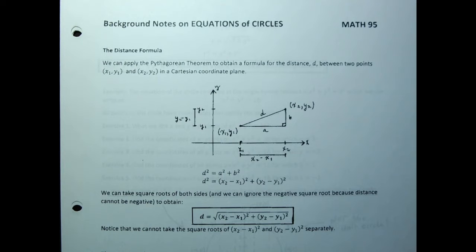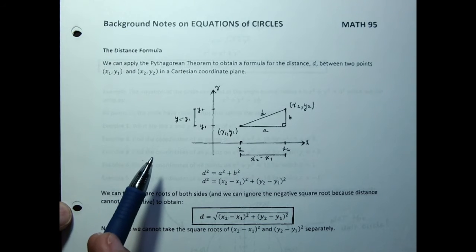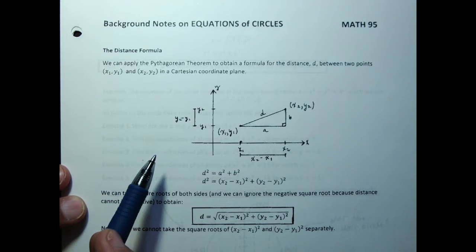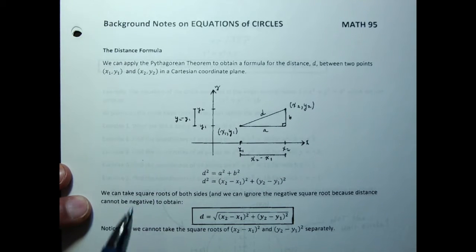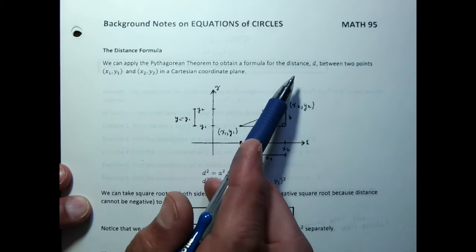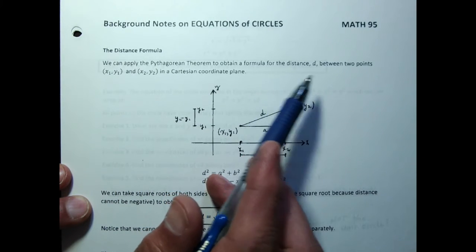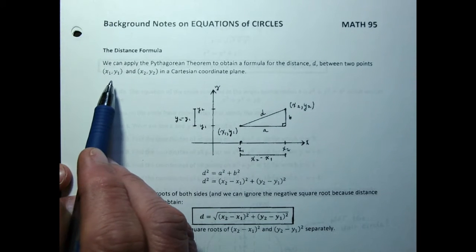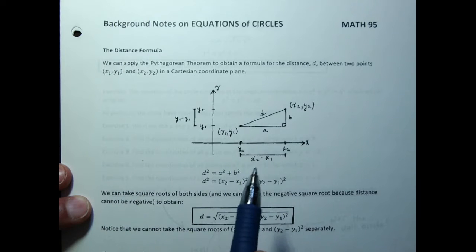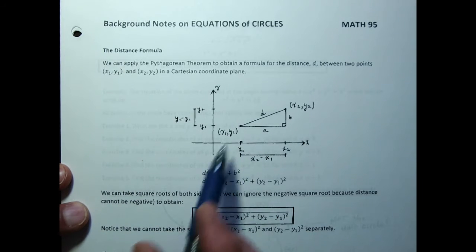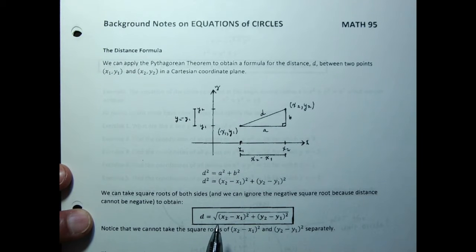So I just want to go back to something called the distance formula. The distance formula in a rectangular coordinate system actually grows out of the Pythagorean theorem. We can apply the Pythagorean theorem to obtain a formula for the distance d between 2 points (x1, y1) and (x2, y2) in a Cartesian coordinate plane. I'm just going to leave the derivation here on the handout, but the distance formula looks like a pretty ugly looking thing. It's in the box down below.